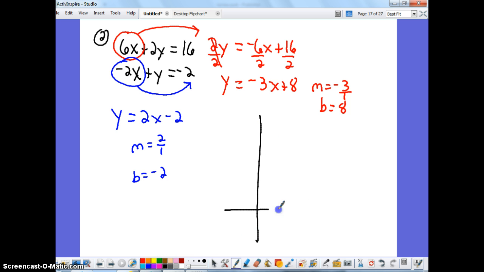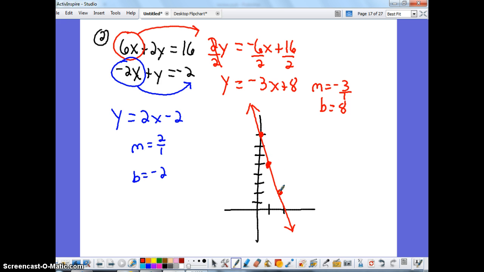So just like last time, I'm going to go through and plot this. I'm going to start with the red one, so I need to go all the way up here to 8. My slope is going to be down 3, right 1, so I'm going to do that a couple times. So I'm up at 8, down 1, 2, 3, right 1, down 1, 2, 3, right 1. All right, so that is my line for the first equation given in number 2.